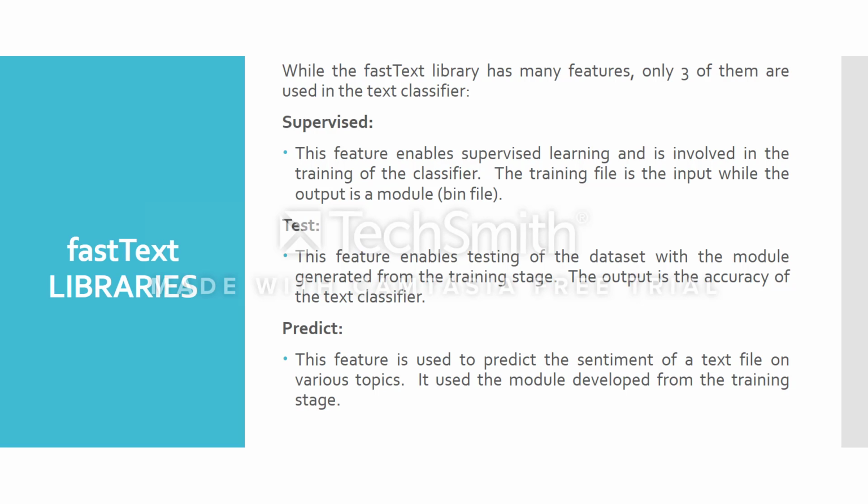So the fastText library is open source and the classifier uses three of its commands: supervised, test, and predict. What supervised does is used for supervised learning. This command is used to train with examples of text, and the output is a binary file which converts all those words into vectors in an n-dimensional space. So it forms a training model which is a binary file. Test enables testing on the remaining part of the data, and this uses the binary model from the previous stage, that is the training stage.